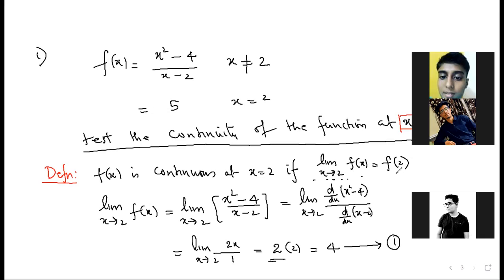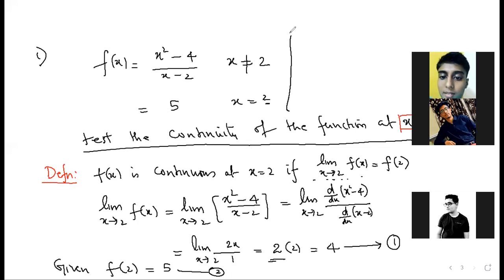Now we have to calculate f of 2. f of 2 is given in the question: given f of 2 is equal to 5. When x is exactly 2, the value of the y coordinate is 5. This is your equation number 2. From 1 and 2, are they equal? No. Now you write the conclusion.